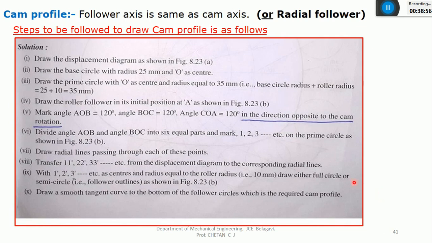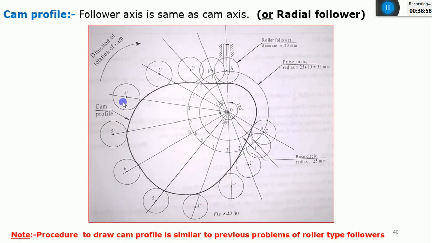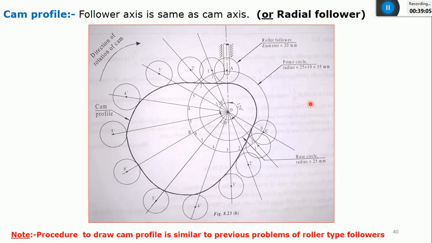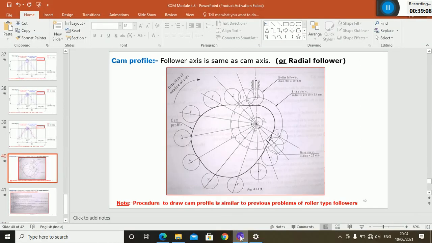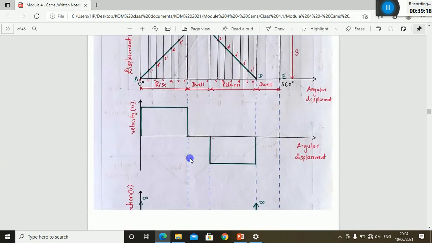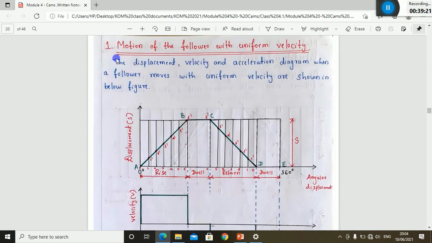Okay, so if there is no doubt in this cam profile and displacement diagram, and one more thing: in the notes I mentioned clearly the different types of follower motion, that is uniform velocity, UARM, SHM, and this cycloidal motion. And I have not solved any problem on this first case because it is easy. You can get it in the RS Khurmi textbook. It is the easiest method.